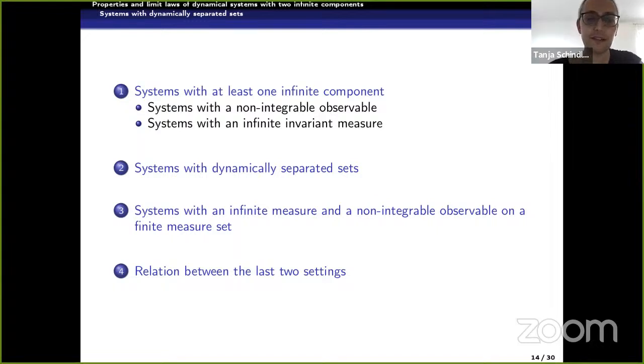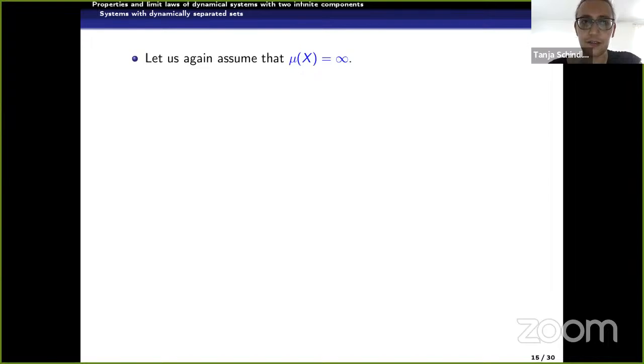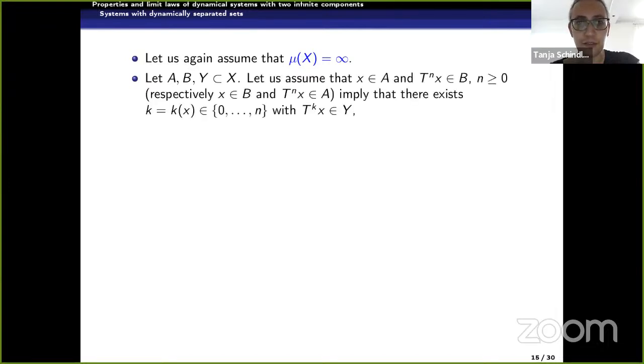Okay, so let's now look at these systems with dynamically separated sets. And what do we mean by that? This is now one of the first examples where I would say, okay, now you have basically two infinite components. And again, we assume that our measure is infinite, and we consider two subsets of X. Well, I mean, they should also be measurable.